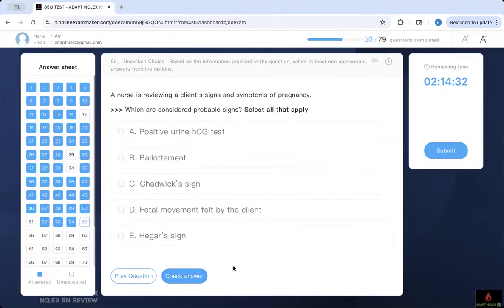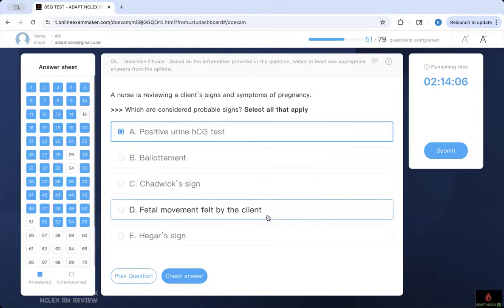And this is reviewing a client's signs and symptoms. Please know this one, know this one, know this one. Signs and symptoms of pregnancy. Which one is considered probable? Right? Probable is not presumptive. Presumptive is mommy telling you, subjective. Probable is taking objective values. You're doing vital signs, right? So when you do a vital sign, you check a pregnancy test. It's a vital sign.